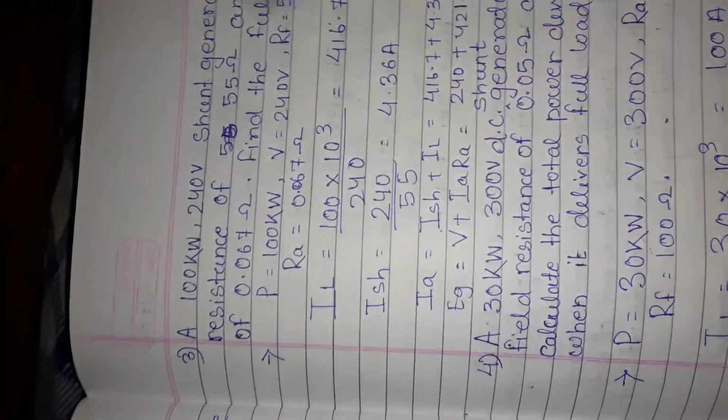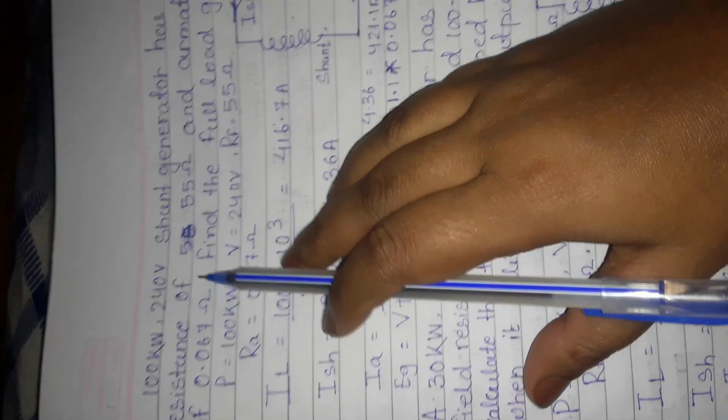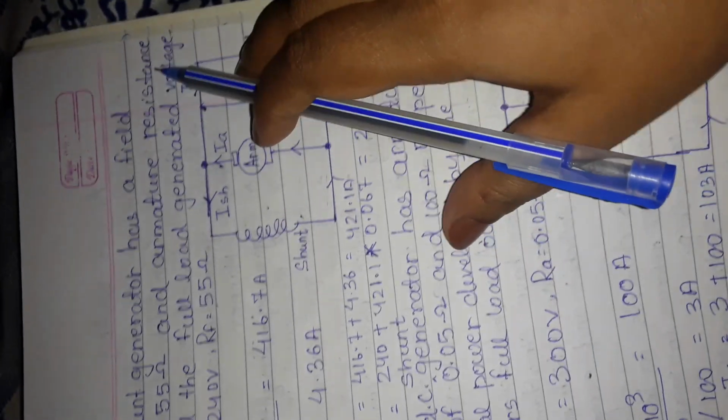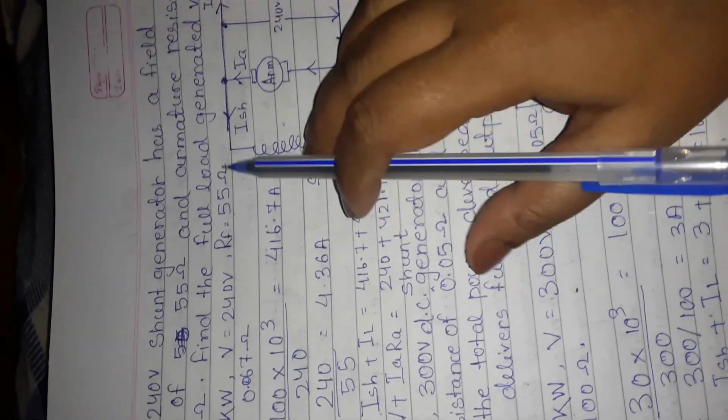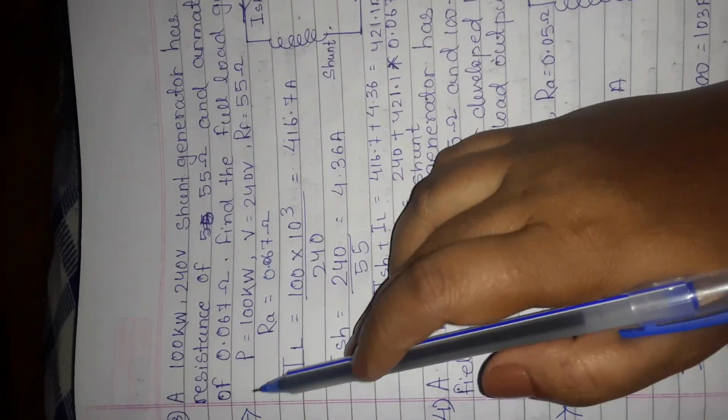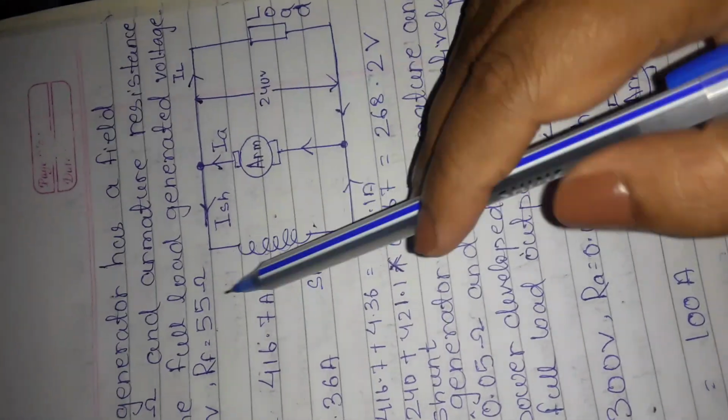The next question is: a 100 kilowatt, 240 volt shunt generator has a field resistance of 55 ohm and armature resistance of 0.067 ohm. Find the full load generated voltage.